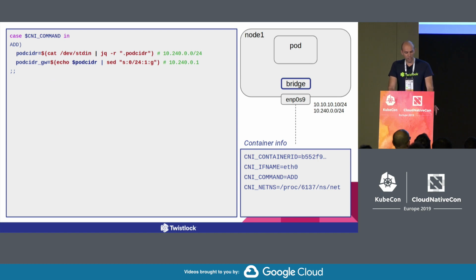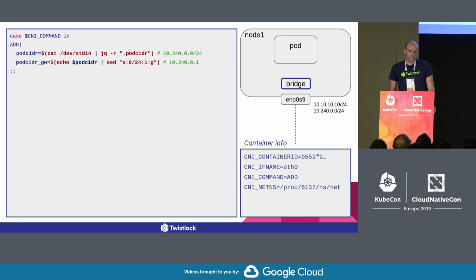So as we said, the first thing that we want to do is to set up the bridge. I'm going to calculate the pod CIDR by extracting the config, which resides in the standard input. I'm going to cat the standard input, pass it to the jq tool, which is a simple tool to manipulate JSON strings in Bash, and I'm going to take the pod CIDR from it.